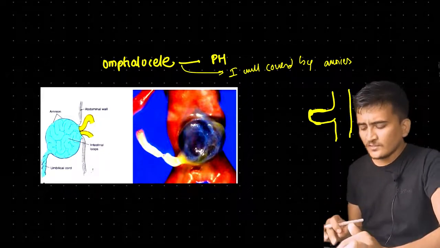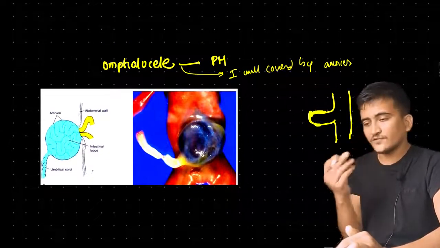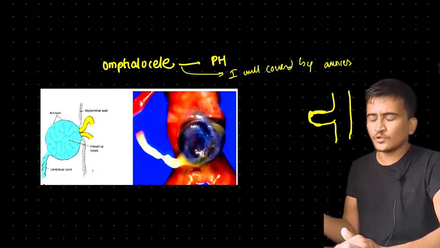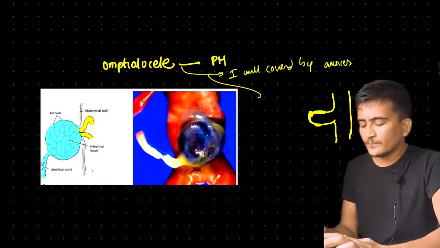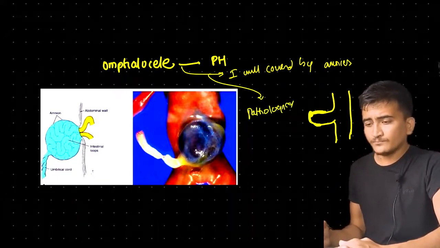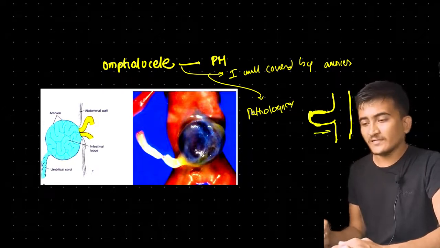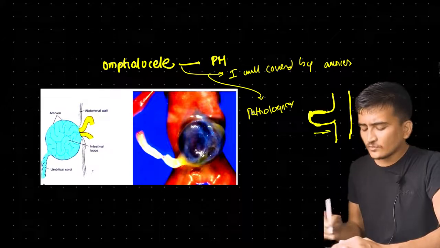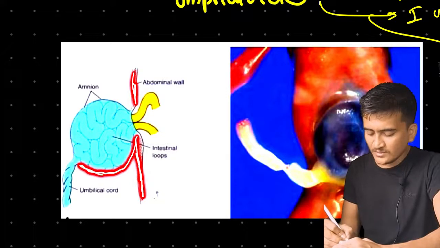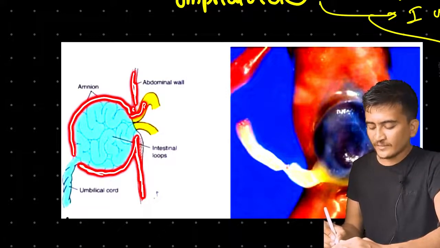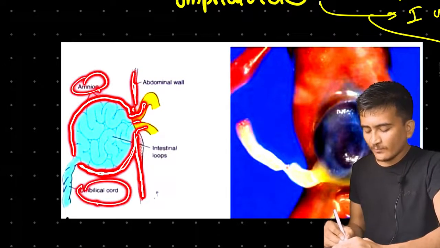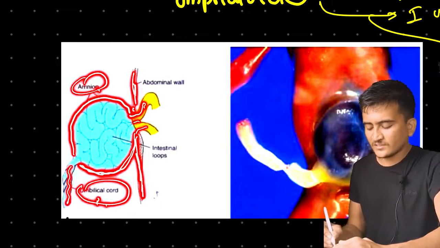So this is a physiological hernia, but what happens if it undergoes a pathological change, if it does not go back into the midgut? The condition will be a pathological hernia. You can see right here, this is the abdominal wall, and this is our amnion covering, and the gut is protruding out. Here it is covered by amnion, and you can see the umbilical cord also consisting of intestinal loops.